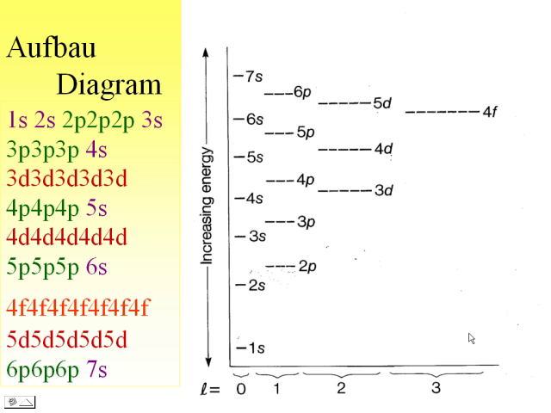Aufbau diagram. This will show the order in which the filling happens. So starting here at the bottom, we start with the 1s. Then we go up to the 2s, then the 2p, then the 3s, 3p, 4s, 3d, 4p, 5s, 4d, 5p, 6s, 4f, 5d, 6p, 7s. So this shows the order in which they fill.